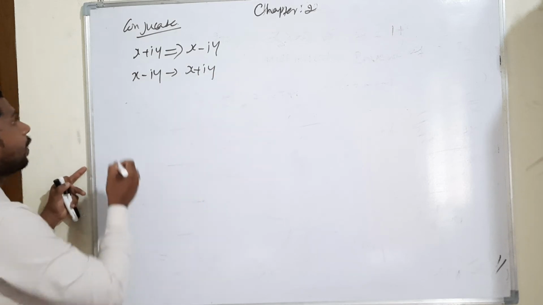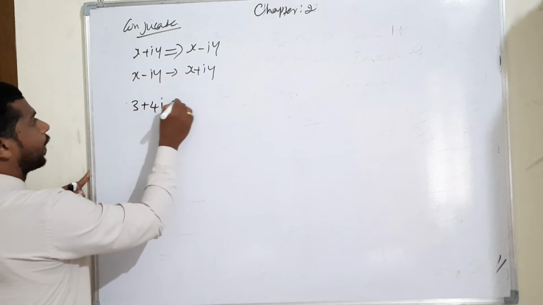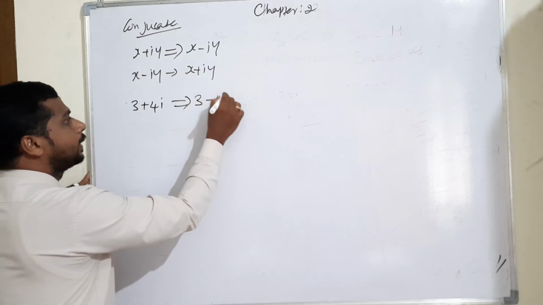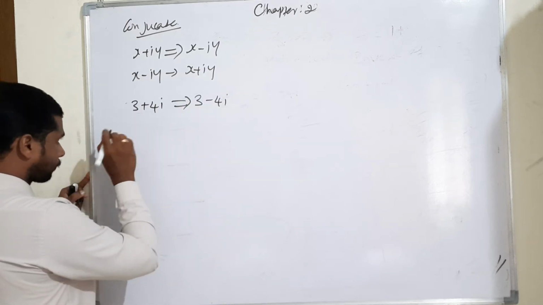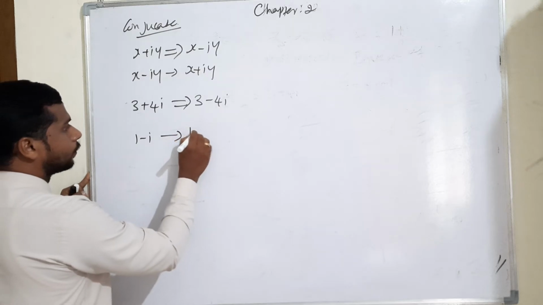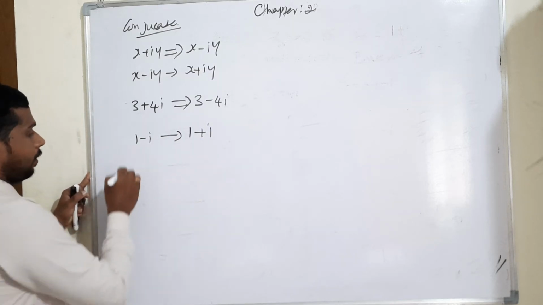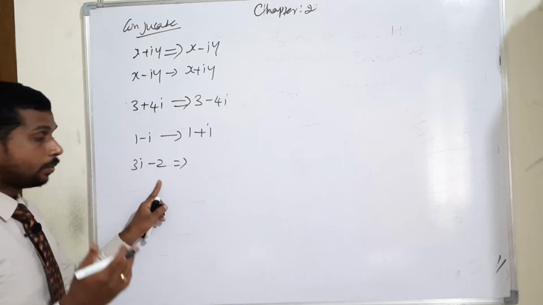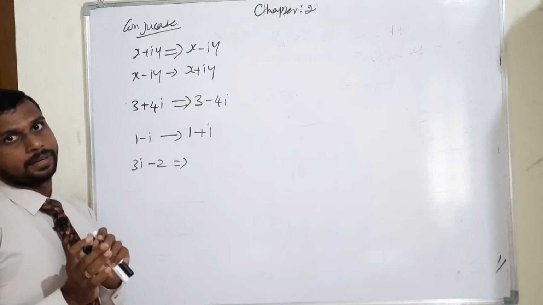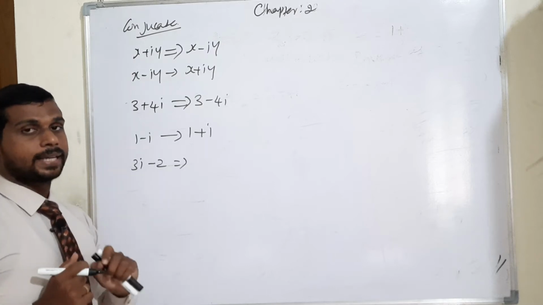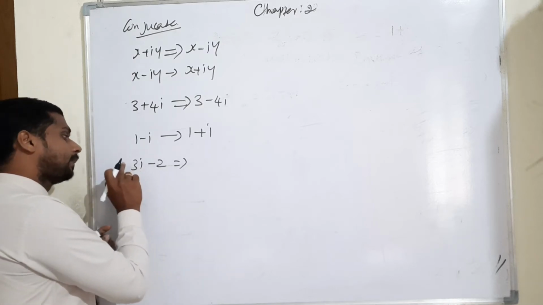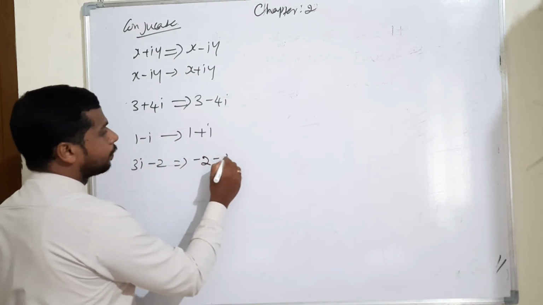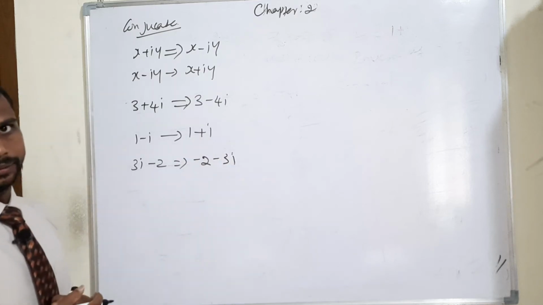If you consider a number, I have 3 plus 4i. To convert it to the conjugate, it becomes 3 minus 4i. As well, if 1 minus i is there, then 1 plus i will come. Example, 3i minus 2 is there. How to change? I told you, only change the sign of the imaginary term. Here the imaginary part is written first, so take the real part first: minus 2 plus 3i becomes minus 2 minus 3i. That is called the conjugate.